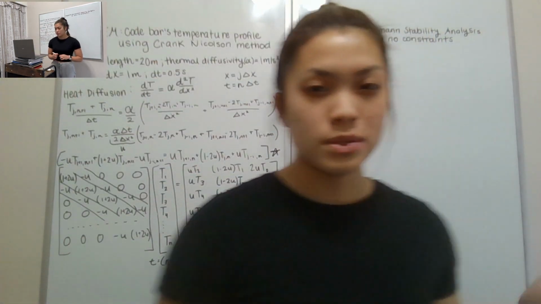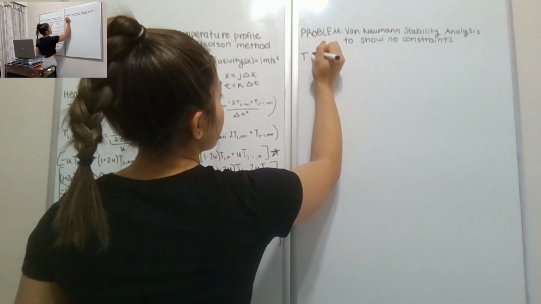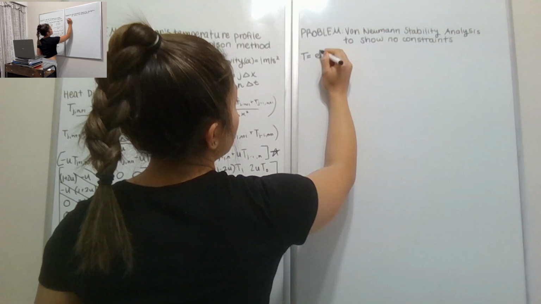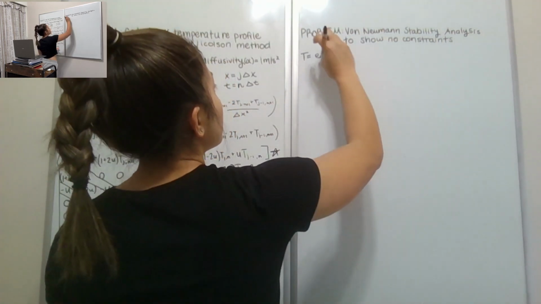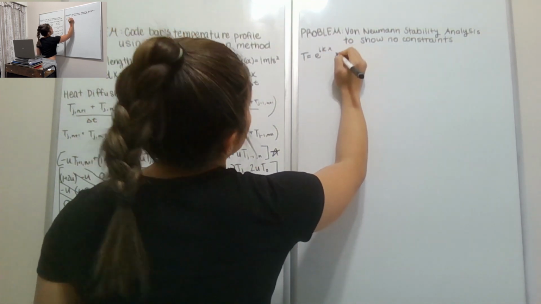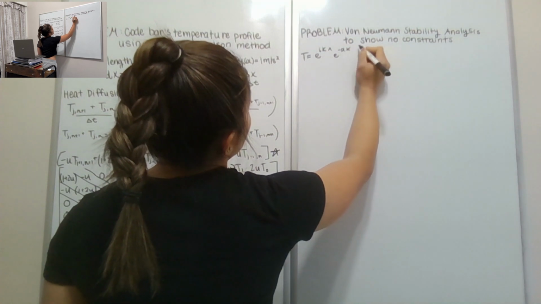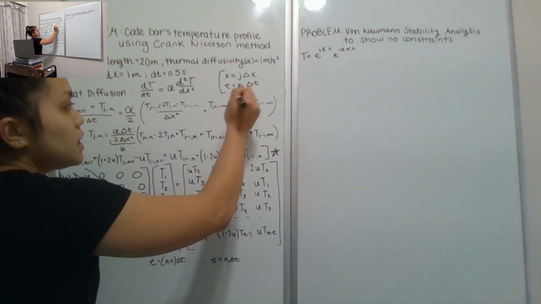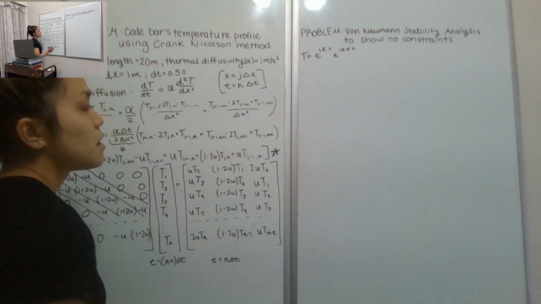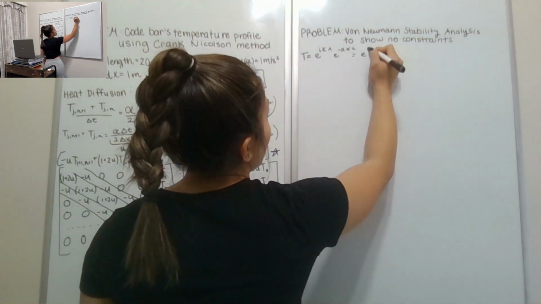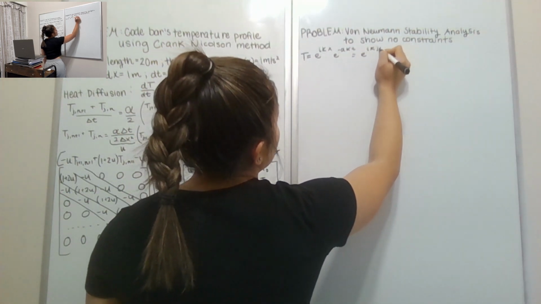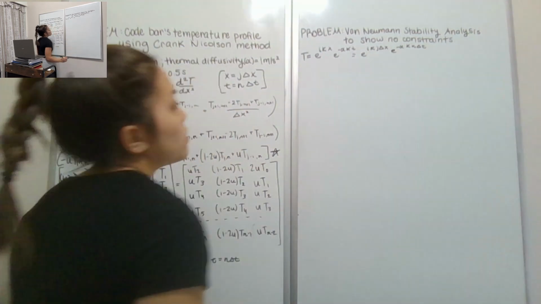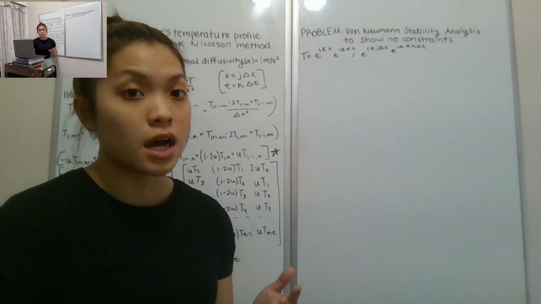And so to begin, just a reminder, we also did this in a previous video, but temperature is defined as e to the I k x times e to the negative alpha k t. And so using the definitions that we did here, where we discretize the space increments and the time increments, it is e to the I k j delta x, and then e to the negative alpha k n delta t. So the counter that we use for position is j, and the counter that we use for time is n.